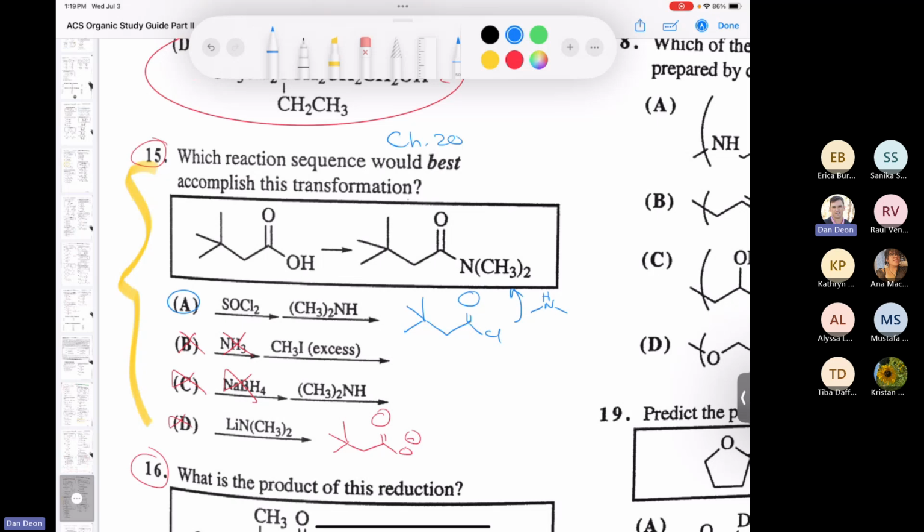All right, cool. So addition of an amine to an acid chloride, we've already discussed that today. We've already talked about this reaction. This one is one that we've talked about as well, converting this to the acid chloride using thionyl chloride. So make sure you know those reactions.